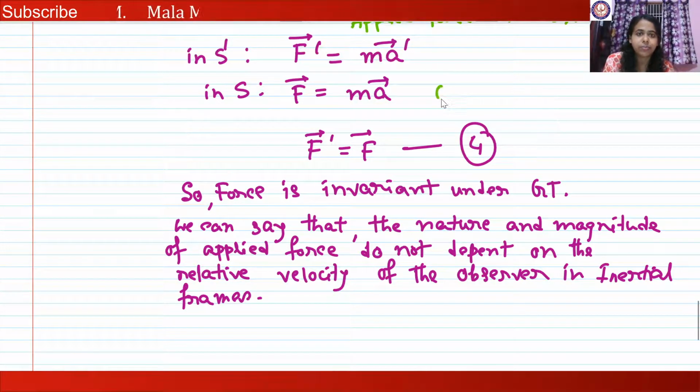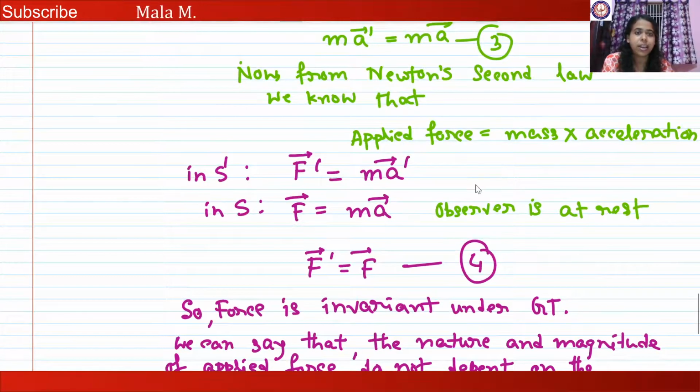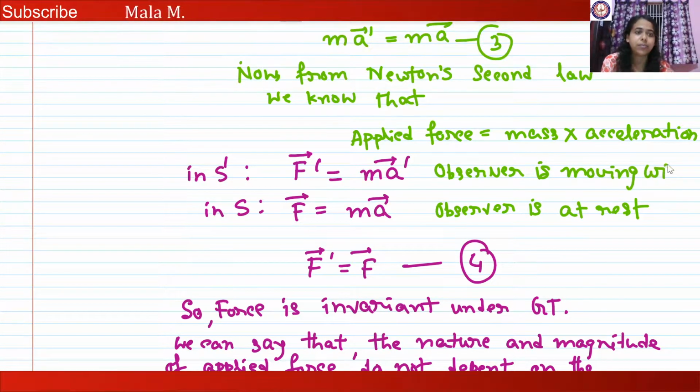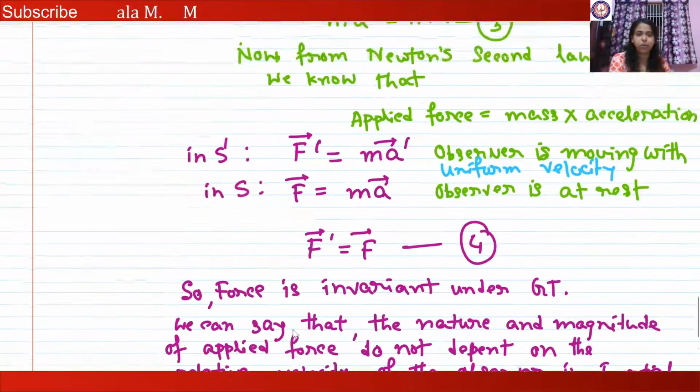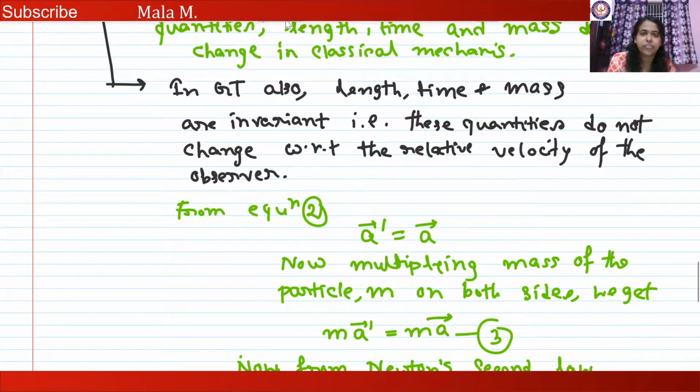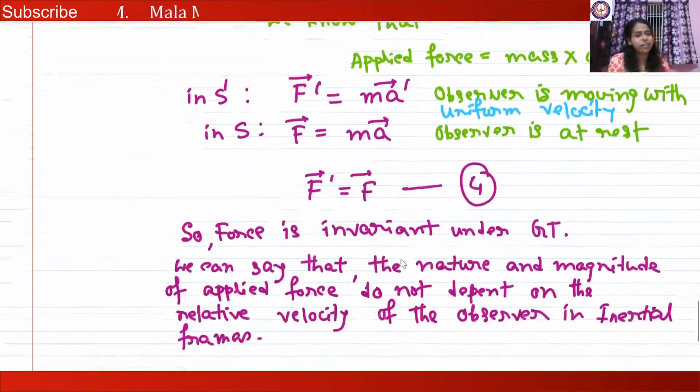Frame S is at rest, meaning the observer is at rest, and here the observer is moving with uniform velocity. So what we get from Galilean transformation? Like Newtonian mechanics, in case of Galilean transformation also, the three fundamental quantities, that is length, time and mass, do not change. That means whether you are at rest or you are moving, you will always measure the same length, same time and same mass of a particle in case of inertial frames.